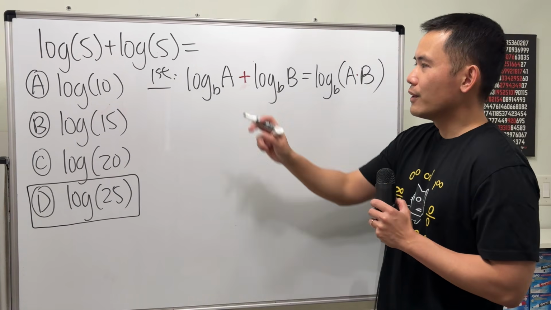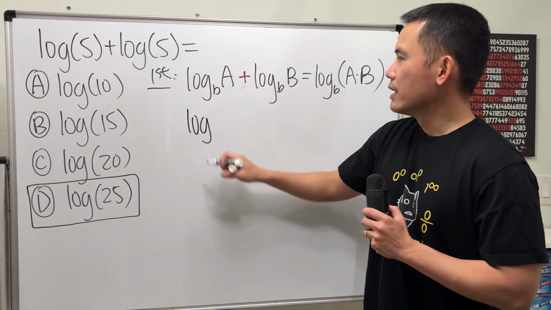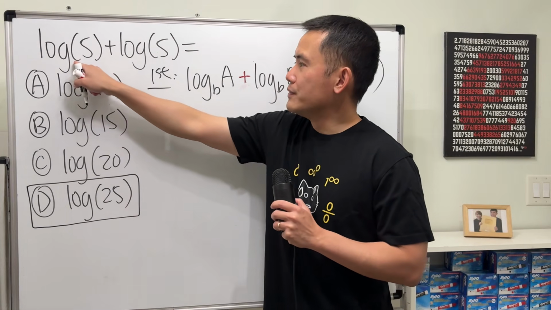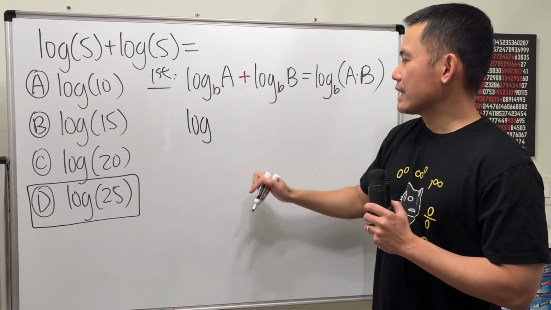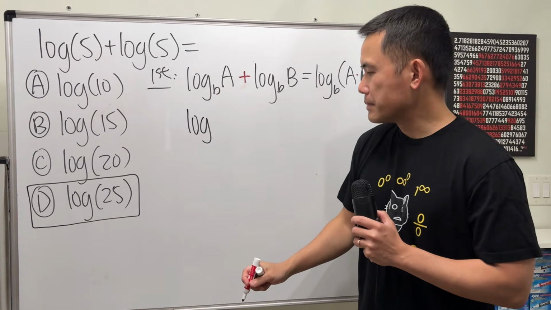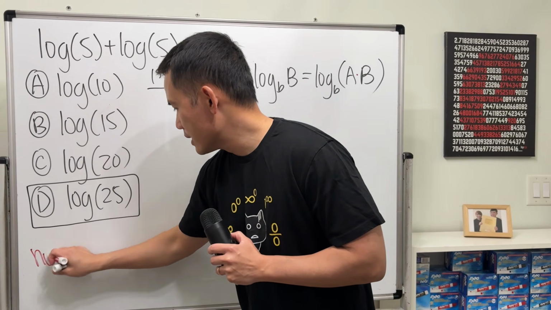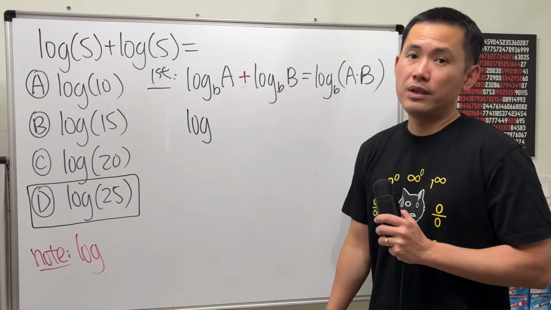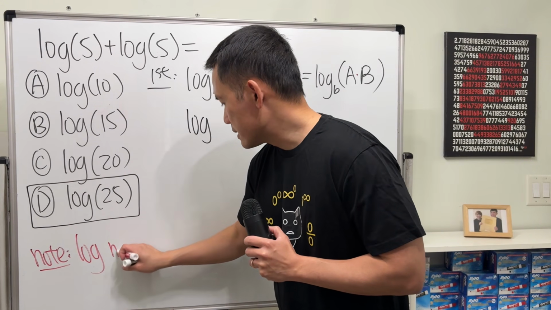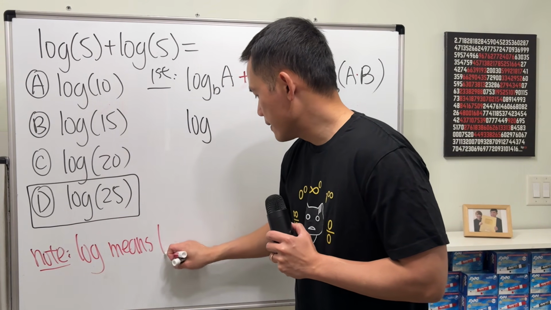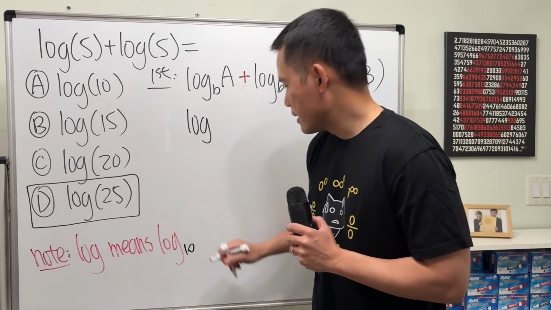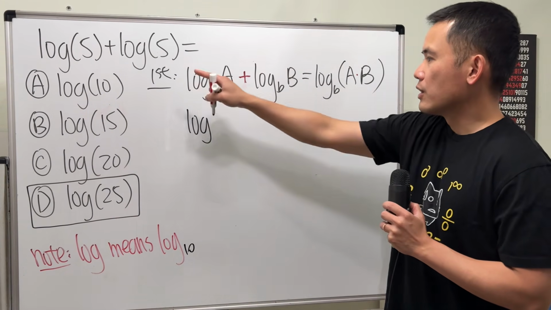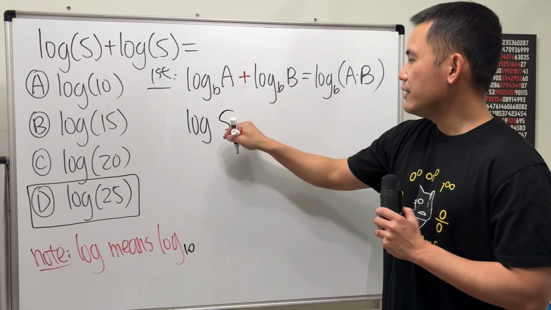With that said, of course, we can see that log, and by the way, when we have no number here, it really means log base 10. So perhaps I'll write it down right here. So note, when we have log, especially if you have a scientific calculator, this means we have log base 10. Keep that in mind.